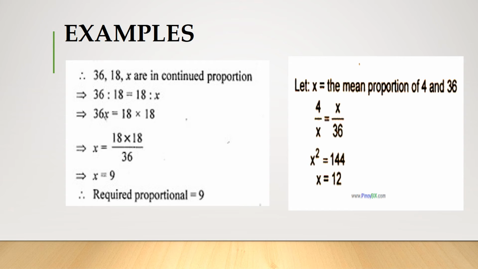Now another example: find the mean proportion of 4 and 36, and let it be x. The mean proportion means the middle term, right? So 4 by x is equal to x by 36, or x square is equal to 144. X into x is equal to 144, and 144 can be written as 12 into 12. So x is equal to 12.